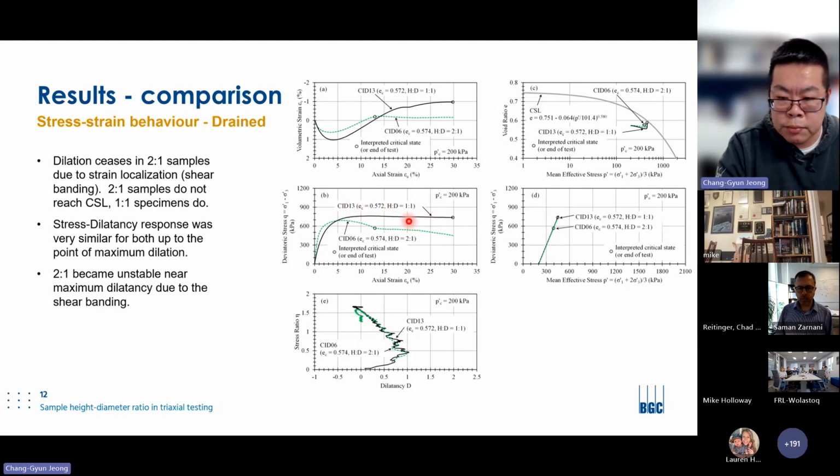And there is improved uniformity and a definitive point of maximum dilation in the 1-to-1 test when compared to the less reliable 2-to-1 test. This is an important observation because this point is often used for interpretation of stress dilatancy parameters for constitutive modeling.